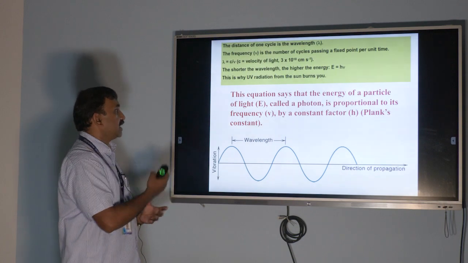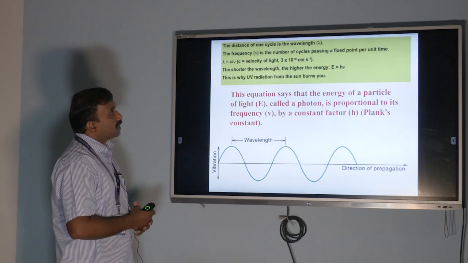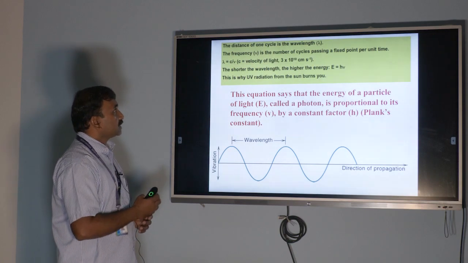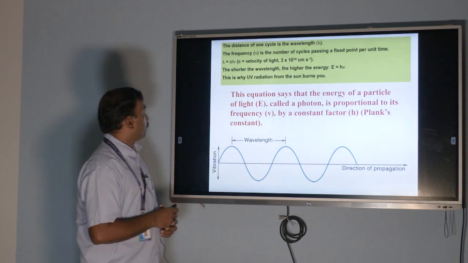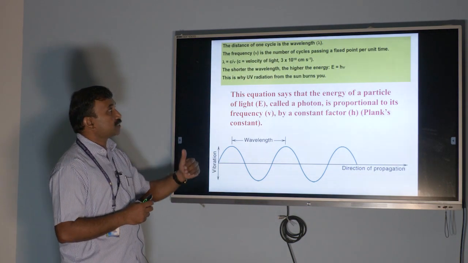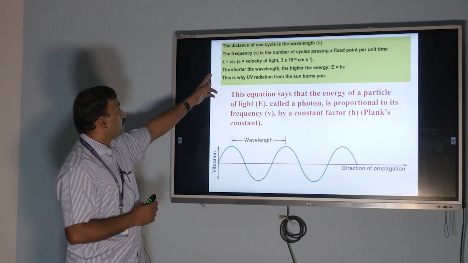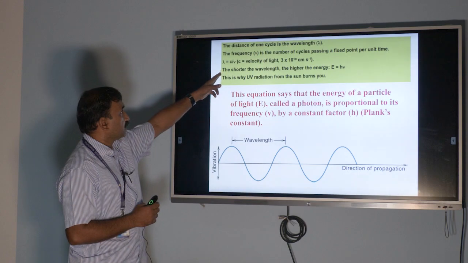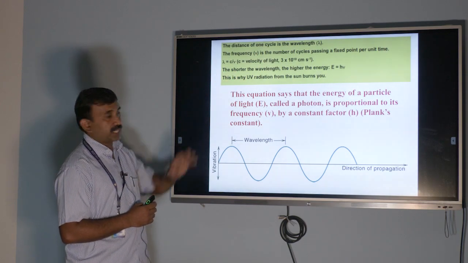Coming to the radiations, its properties. The distance of one cycle or one wave is the wavelength, designated by the symbol lambda. The frequency, designated by nu, is the number of cycles passing a fixed point per unit time. So, lambda is equal to c by nu, where c is the velocity of light divided by the frequency.